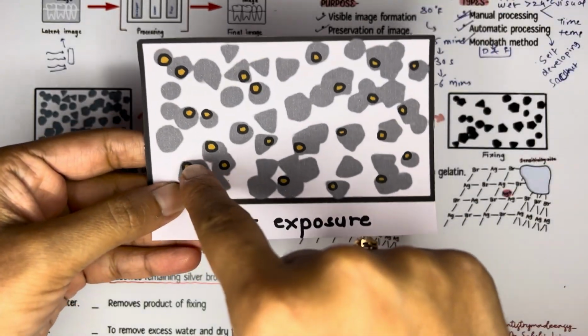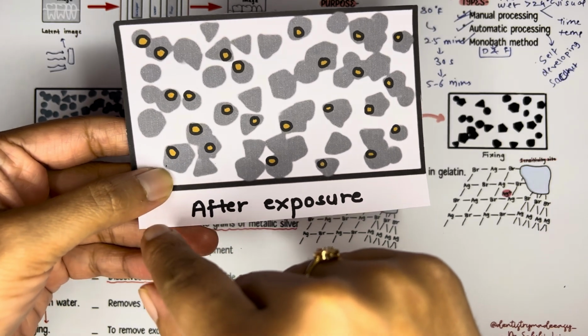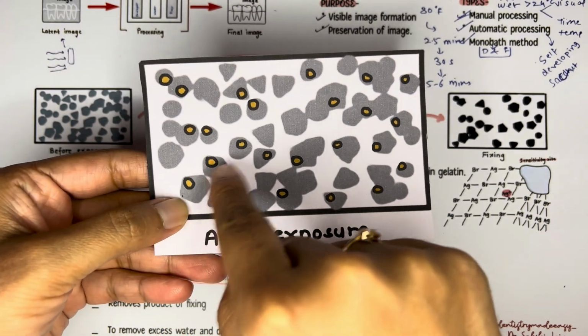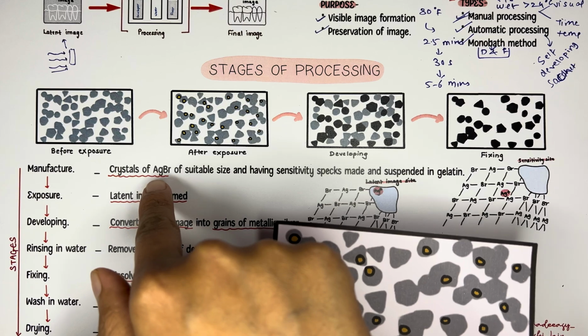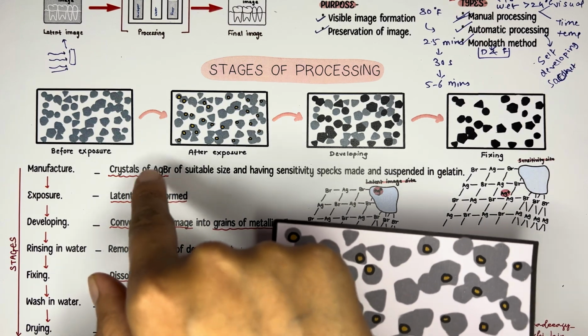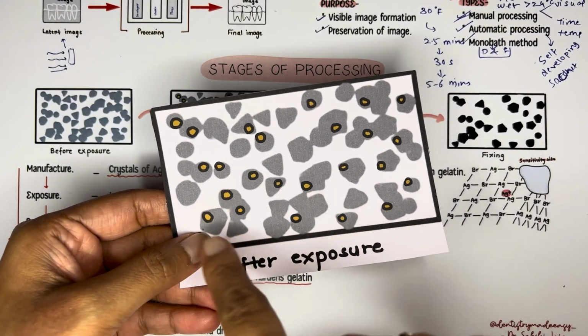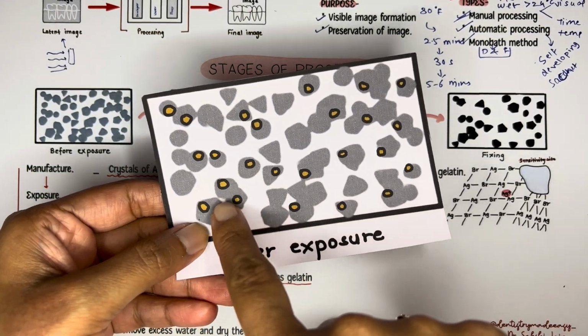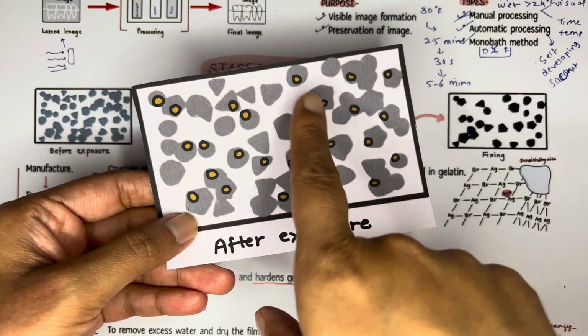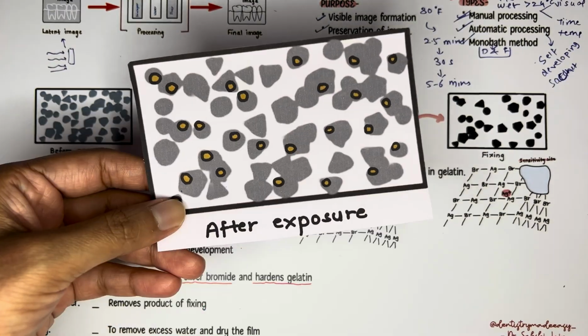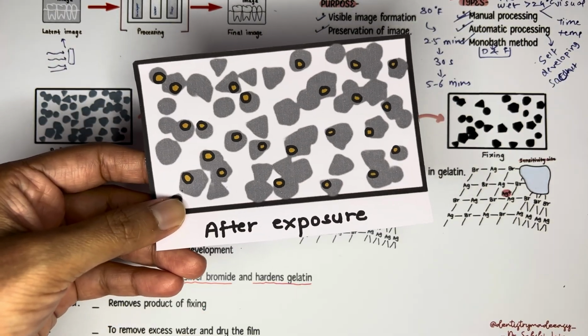This latent image is the neutral atom of the metallic silver. Over here we had the crystals of silver bromide, but the latent image site contains neutral atoms of the metallic silver, and that will give you the latent image. The next step is you're going to start with your processing.